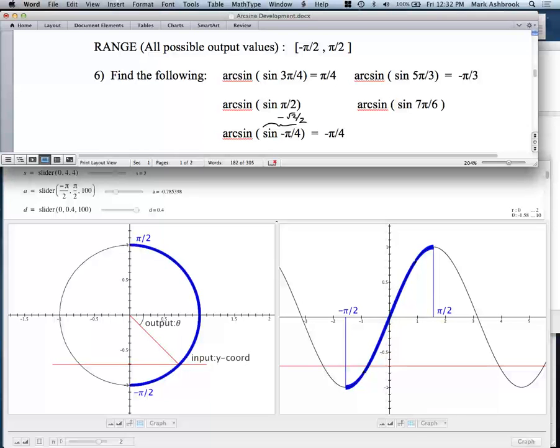Are we good? Questions? Okay, so what about arc cosine? In the arc cosine, the reverse process of cosine, while I'm changing up my screen, I want you to talk to the person next to you about that reverse process of cosine. What will be the input? What will be the output of the reverse process of cosine? Go.